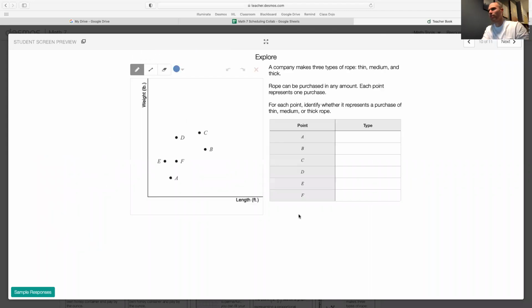All right, the last one. It says, a company makes 3 types of rope: thin, medium, and thick. Rope can be purchased in any amount. Each point represents one purchase. For each point, identify whether it represents a purchase of thin, medium, or thick rope.